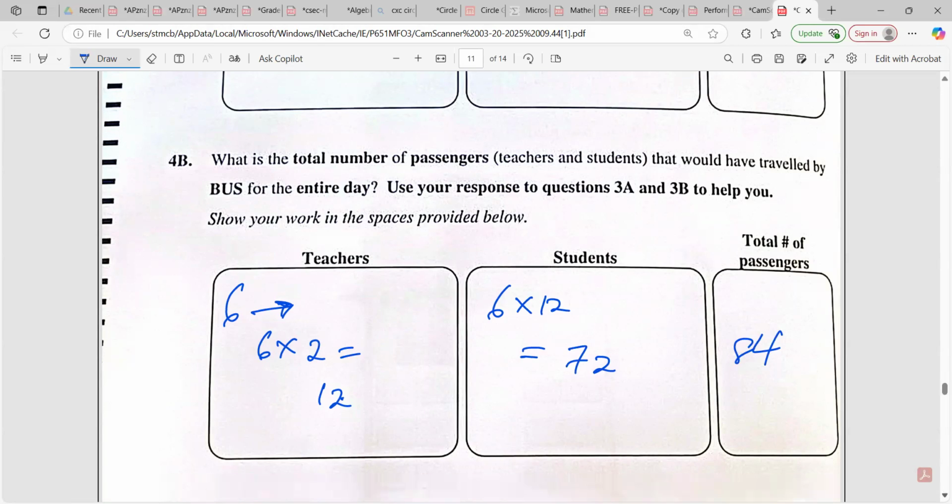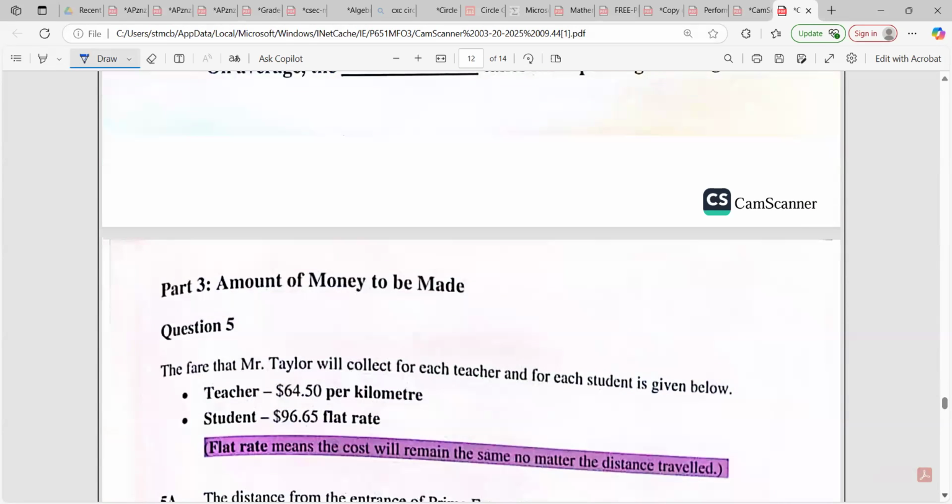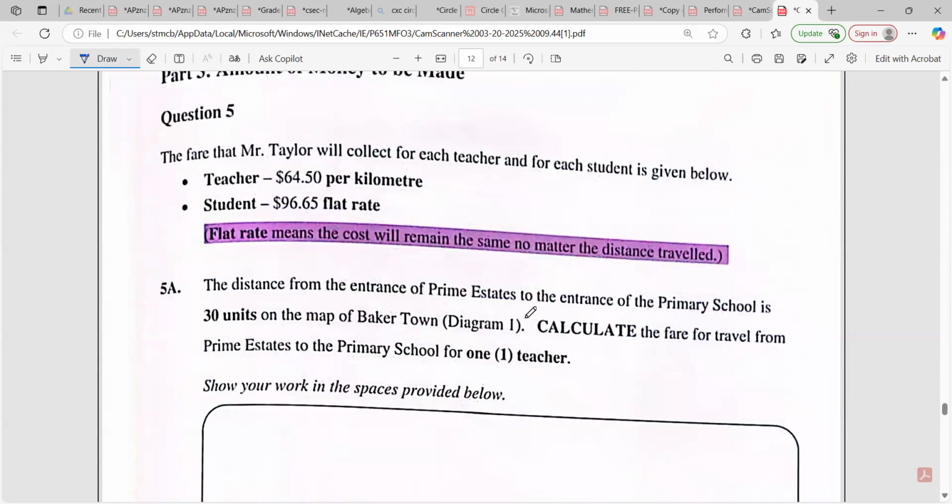All right, I have to finish fast, guys, because I'm actually going to be engaged in class.